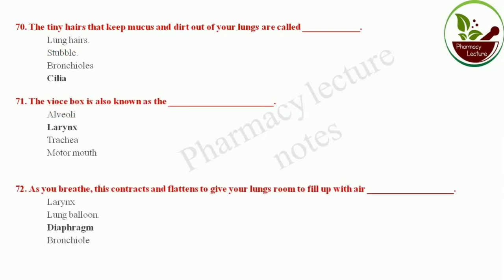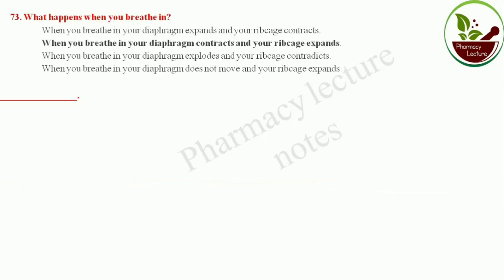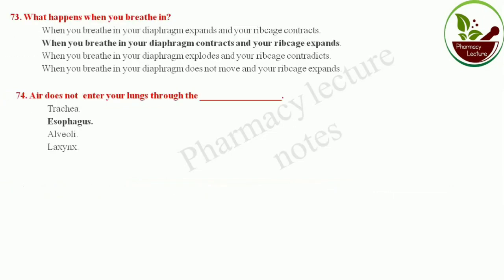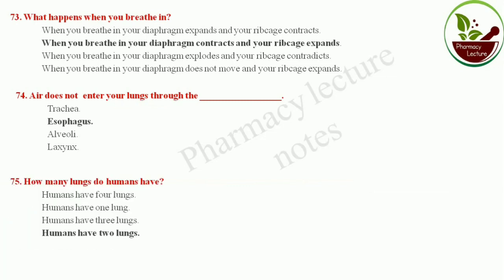The voice box is also called the larynx. When you breathe, the muscle that contracts or flattens is the diaphragm. Air does not enter your lungs through the esophagus. How many lungs do you have? Two.